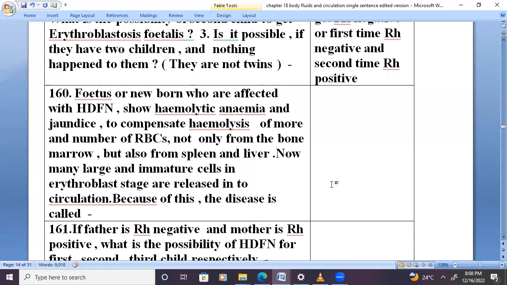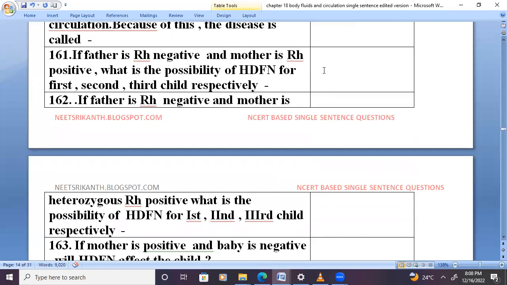Fetuses or newborns who are affected with HDFN show hemolytic anemia and jaundice. To compensate for hemolysis of a large number of RBC, not only the bone marrow but also the spleen and liver release many large and immature cells in the erythroblast stage into circulation. Because of this, the disease is called erythroblastosis fetalis, hemolytic disorder of the newborn baby.